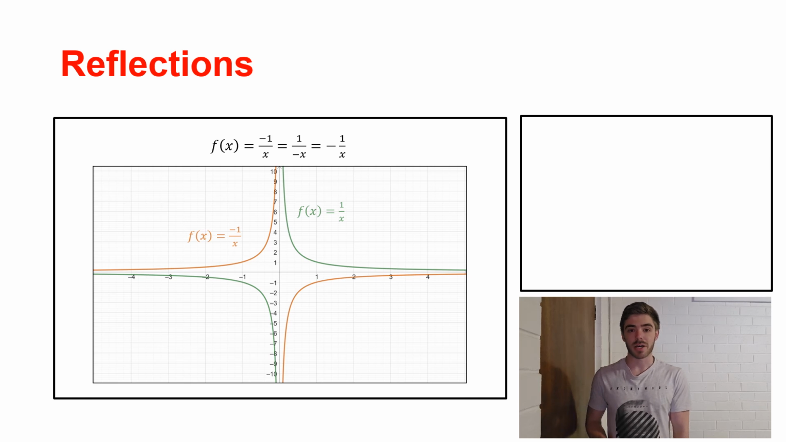Reflections are identified by a negative sign out the front of the hyperbola. The good news is that when it comes to hyperbolas, a reflection in the x is mathematically identical to a reflection in the y. So as soon as you see a negative sign on your hyperbola, all you have to do is flip the quadrants. Instead of occupying quadrants 1 and 3, it's now going to occupy quadrants 2 and 4.